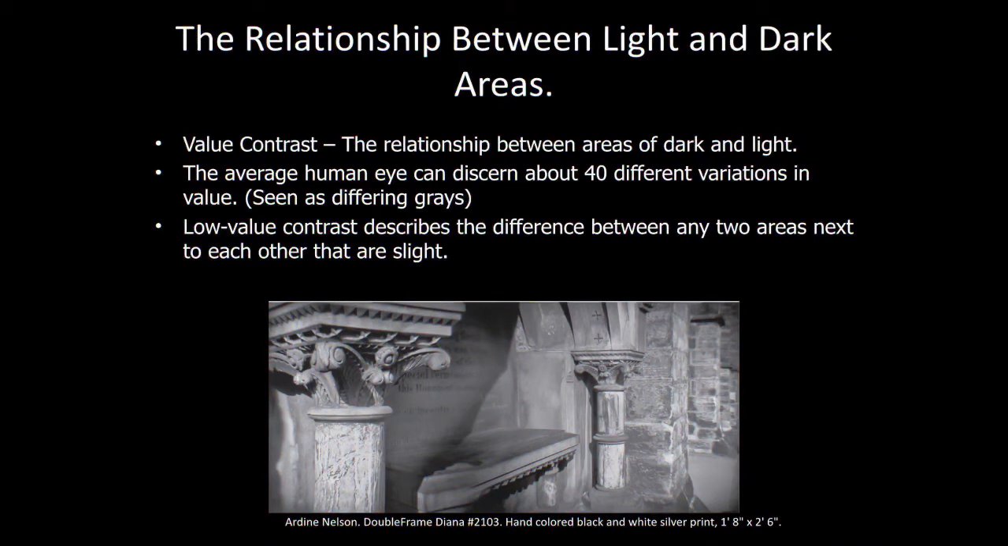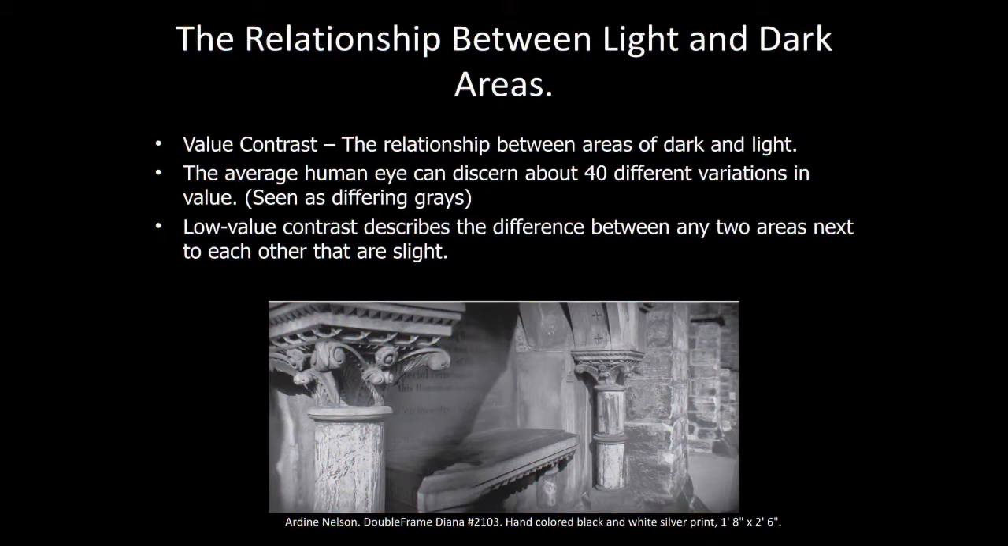When we are talking about the relationship between areas of dark and light, we're talking about value contrast. The average eye can discern about 40 different variations in value, seen as different grays. Low value contrast describes the difference between any two areas next to each other that are slight.